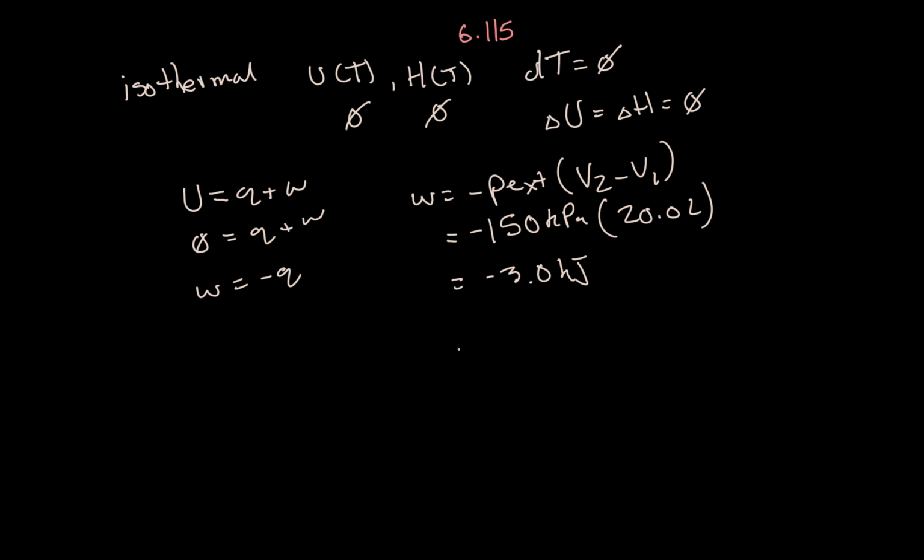Well, let's go negative 3 kilojoules of work. And so that means if work is equal to negative 3 kilojoules, that means that the heat is equal to 3 kilojoules because of this negative equals positive relationship here. All right, there you go.